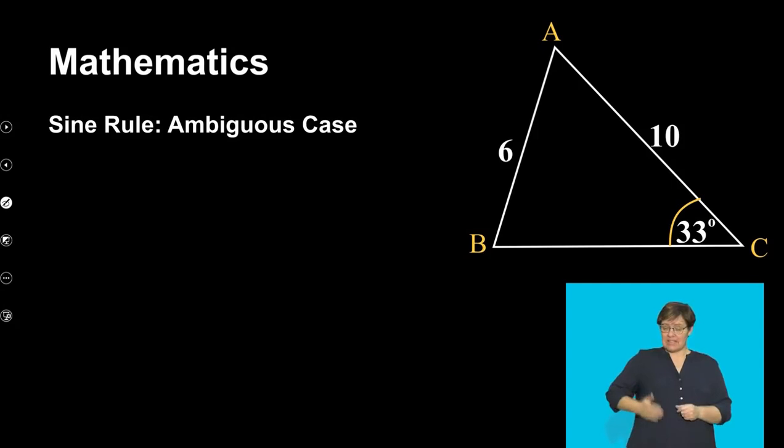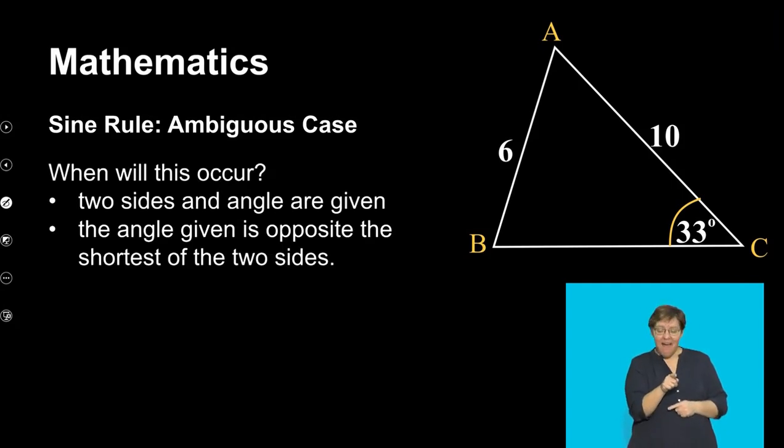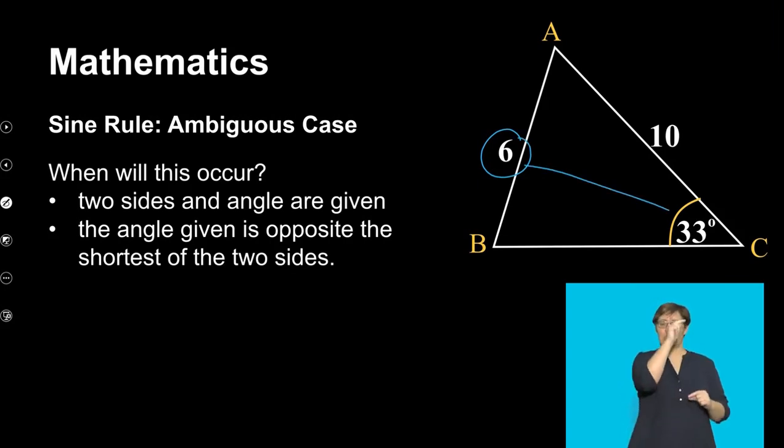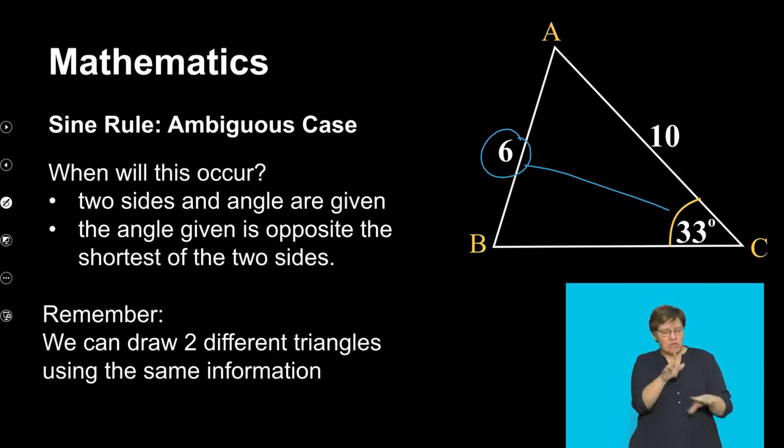We have the sine rule, the ambiguous case. Can you remember when we have the ambiguous case? It's when we have two sides and an angle, but the side given opposite the angle is the shorter of the two sides. So in this case, 6 is the shorter side. 6 is less than 10, so we will have the ambiguous case. And remember, we can draw two different triangles for this with the same information.